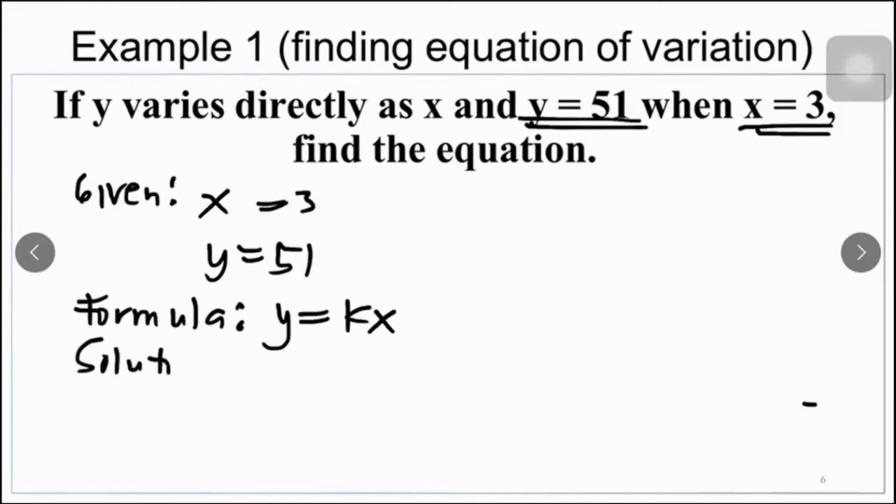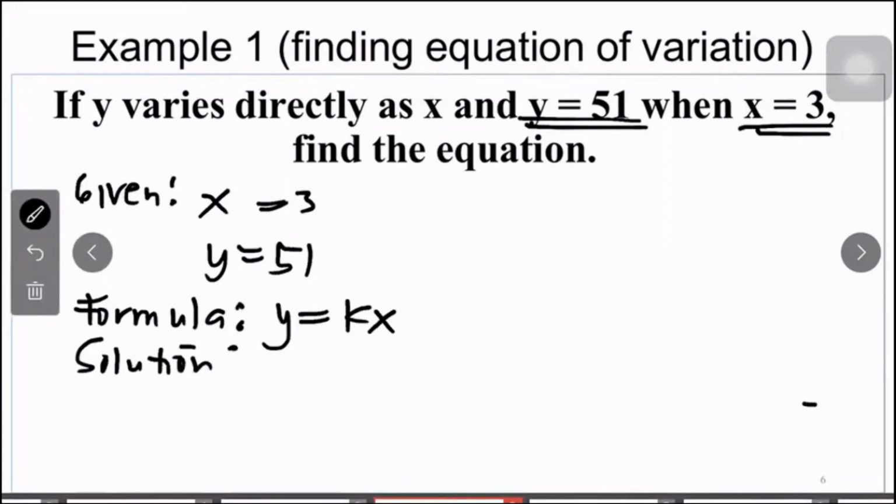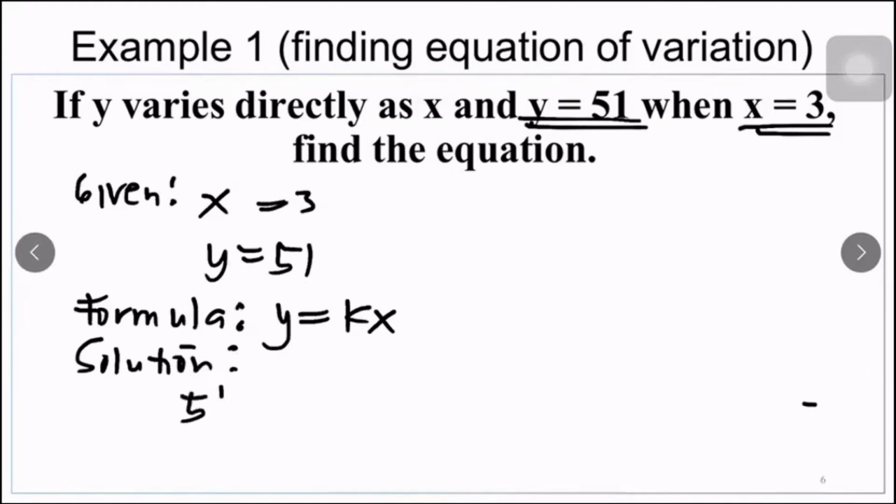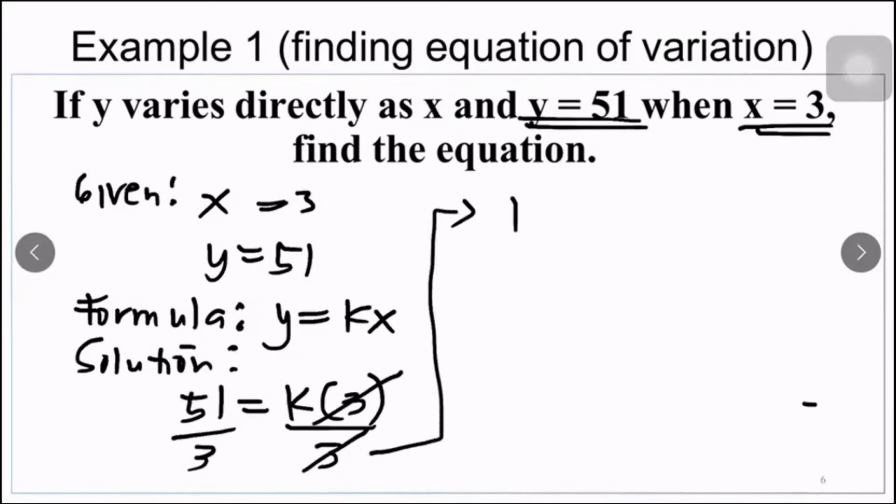Solution. In here, we need to identify the value of k. Substituting the values of y and x into our formula, it will become 51 equals k multiplied by 3. We need to remove 3 beside k, therefore we divide both sides by 3. So 3 divided by 3 leaves just k. Let us write it down here: k equals 51 divided by 3.